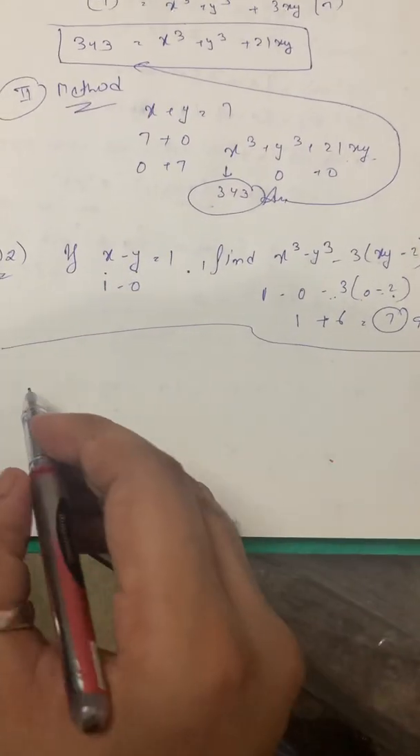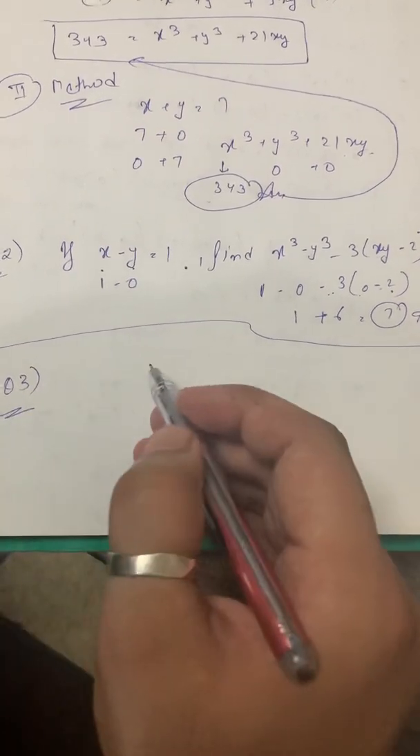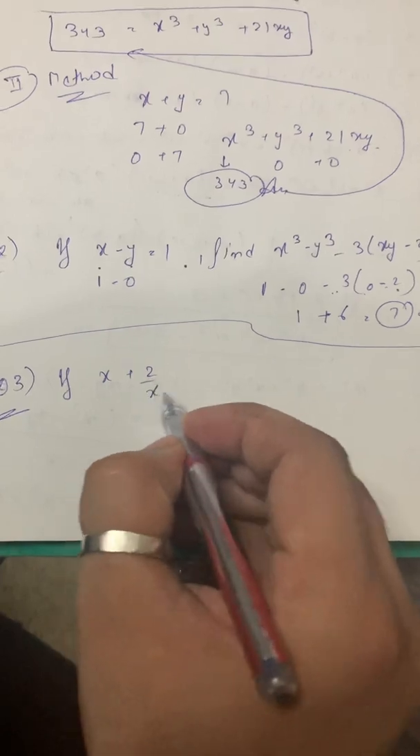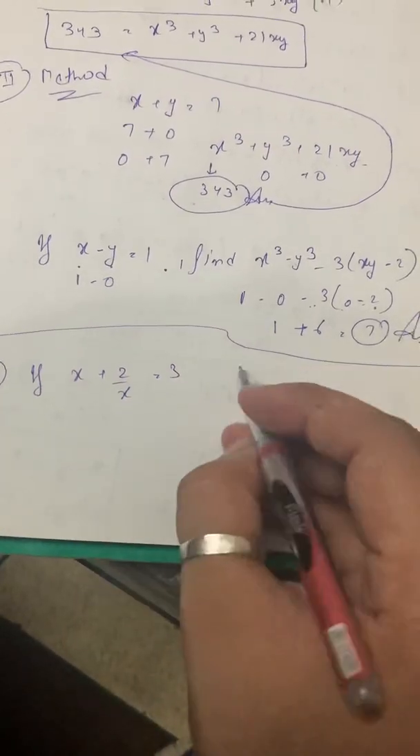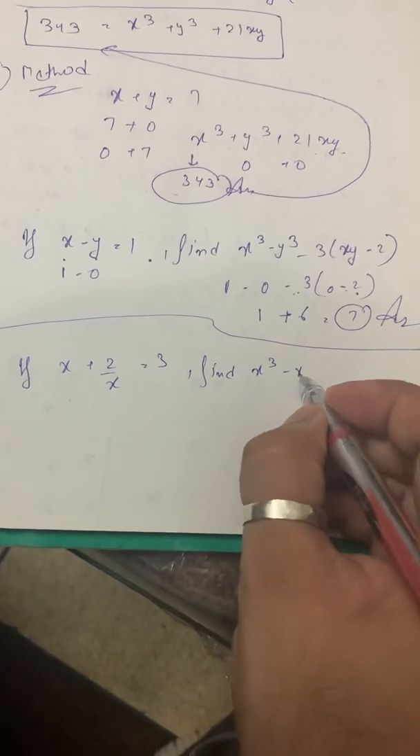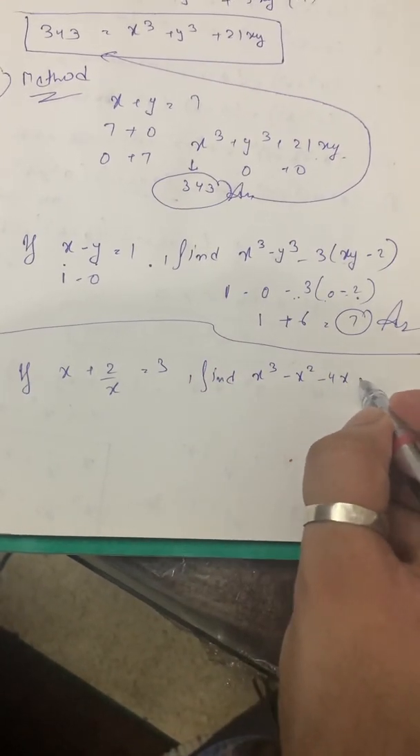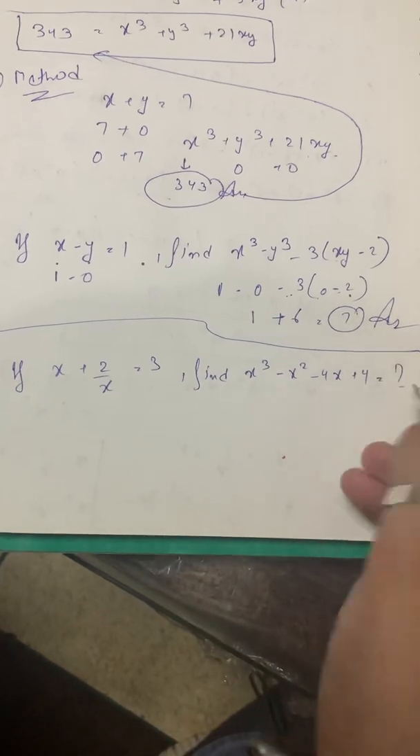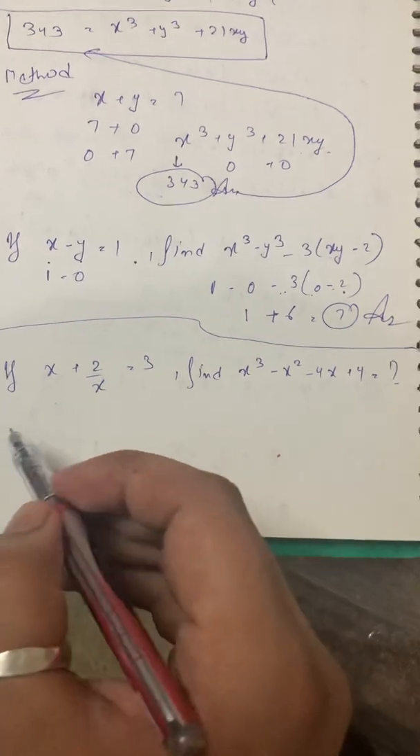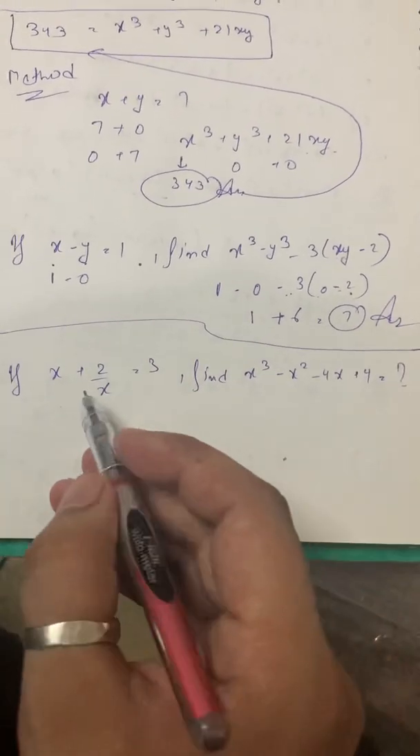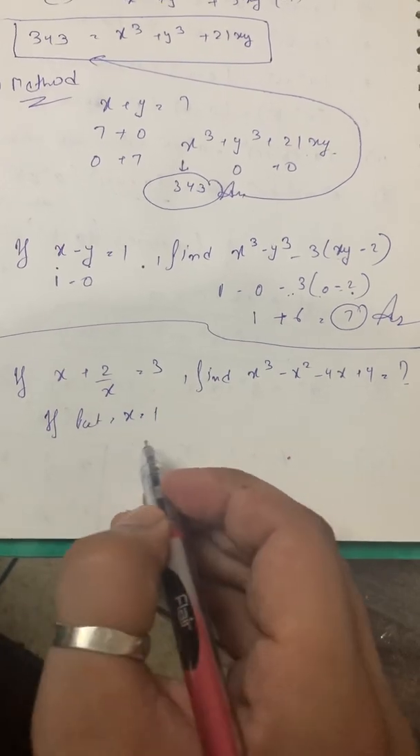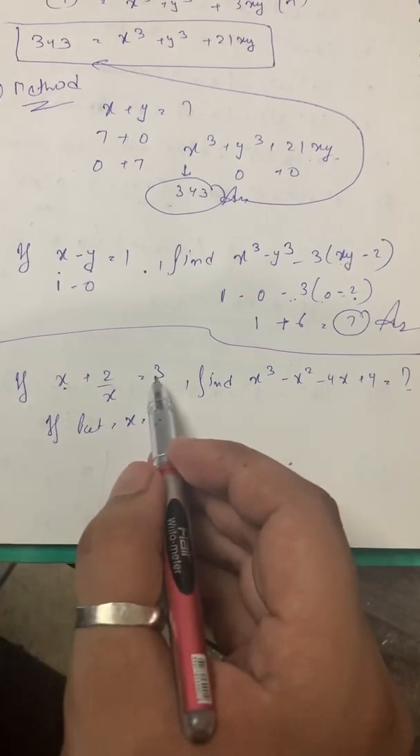Let me take one more question here. Question number 3. Suppose if x plus 2 by x equals 3. Now we need to find x cube minus x square minus 4x plus 4. This thing we need to find, what should be the value of this. Now what can I put here to make the equation satisfy? This question can be easy or difficult also. If I put x equal to 1 here, that is 1 plus 2, that will be 3, the value is satisfied.